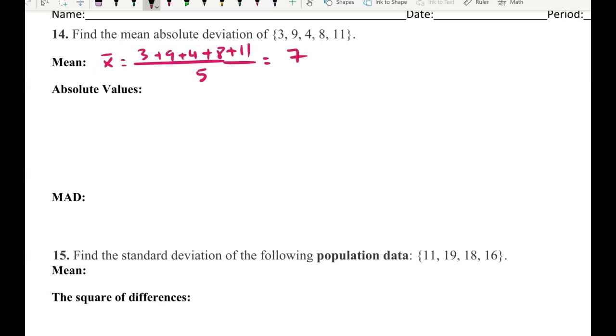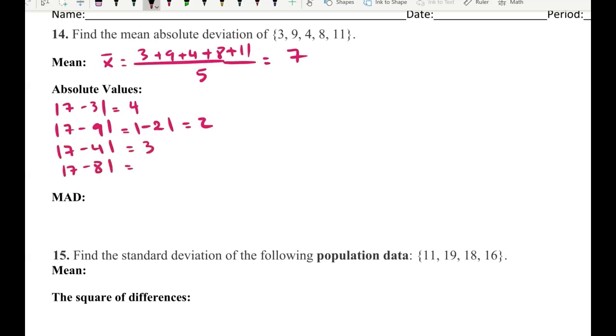For the absolute values, we take 7 minus each number in the data set. 7 minus 3 gives me 4, and the absolute value of 4 is 4. 7 minus 9 is the absolute value of negative 2, which is 2. 7 minus 4 is 3. 7 minus 8 is the absolute value of negative 1, which is 1. And 7 minus 11 is negative 4, the absolute value of which is 4.